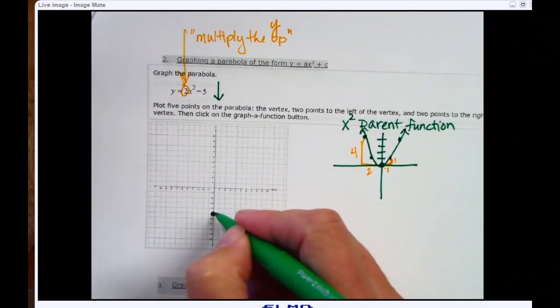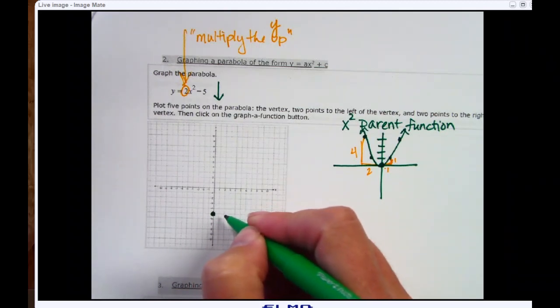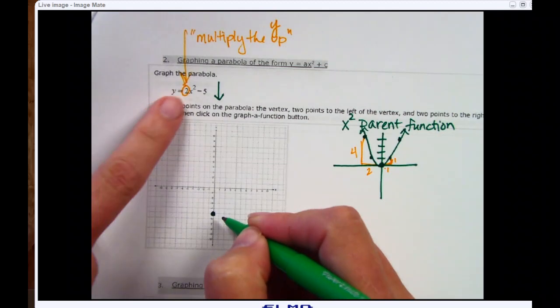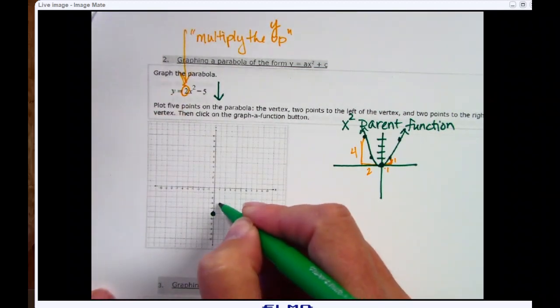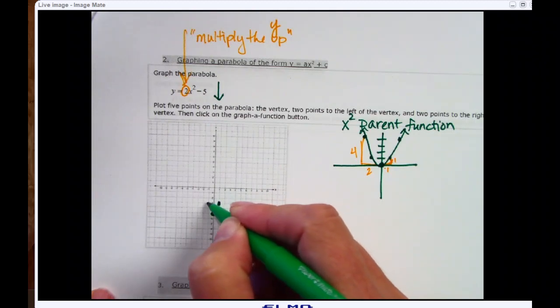Parent function was over 1, up 1. Our y direction is 1. So we're going to go over 1, up 1 times 2, which is 2. Reflected on the other side.